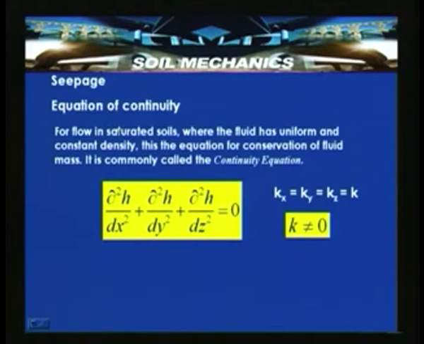For equation of continuity, we have seen that for flow in saturated soils where the fluid has uniform and constant density, the equation for conservation of fluid mass is commonly called the continuity equation, where dou square h by dou x square plus dou square h by dou y square plus dou square h by dou z square is equal to 0, kx is equal to ky is equal to kz is equal to k, where k is not equal to 0.